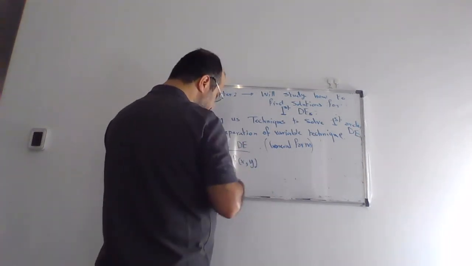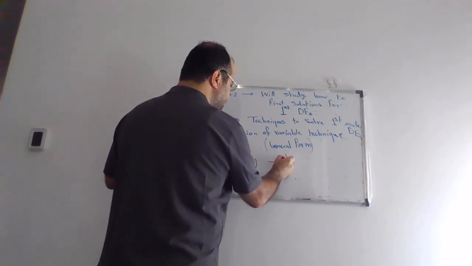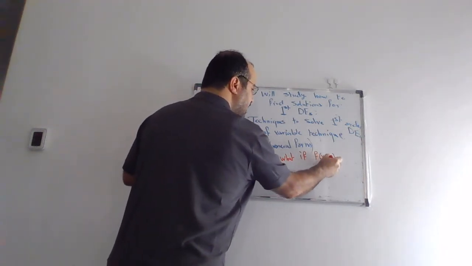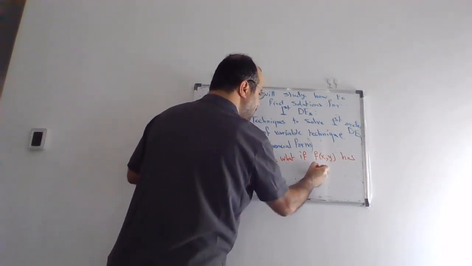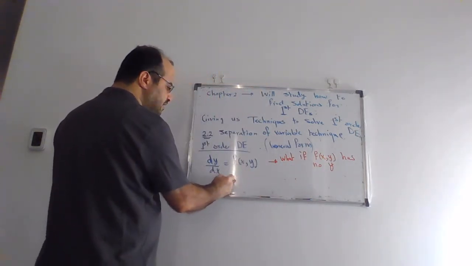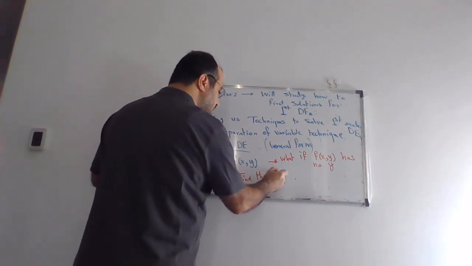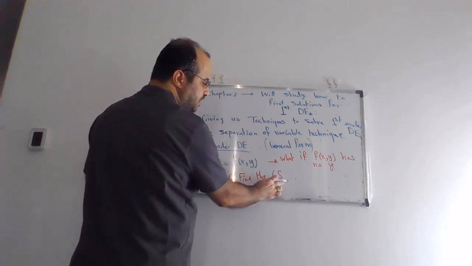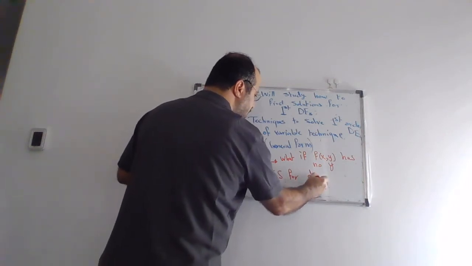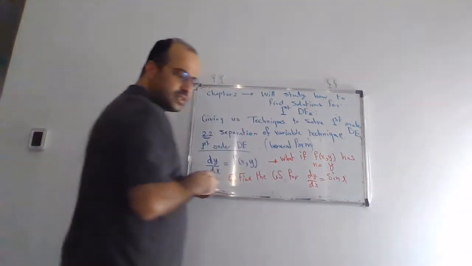Now, before starting, what if we don't have y here? What if f of x and y has no y? Let me give you an example. Find the general solution, GS, for dy over dx equals sine x. So you have no y here, so it is like calculus 1.